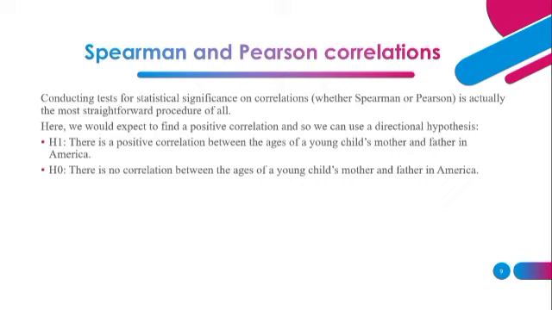The next is Spearman and Pearson correlation. Conducting tests for statistical significance on correlation, whether Spearman or Pearson, is actually the most straightforward procedure of all. Here we expect to find a positive correlation, so we can use a directional hypothesis. The first, H1, there is a positive correlation between the ages of a young child's mother and father in America. Second, H0, there is no correlation between the ages of a young child's mother and father in America.